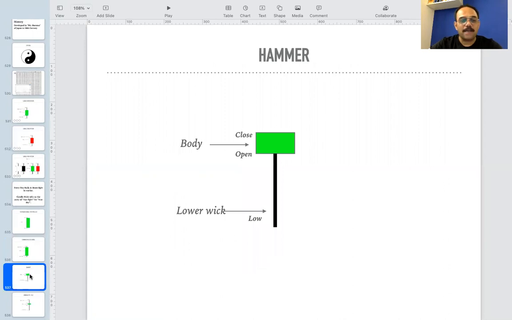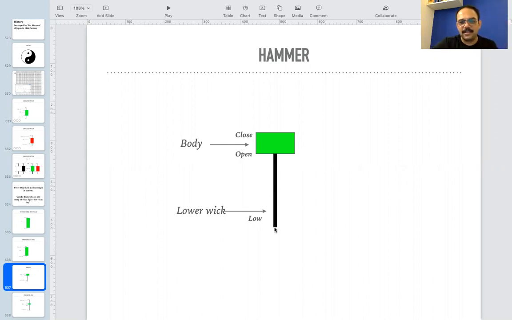Here, this is called a hammer. Is it looking like a hammer? So it is called a hammer. What happened when we see this hammer? What story are we seeing? The market opened at this price. The bears started pulling it down. So it opened here and it went down. The bears put in full force.